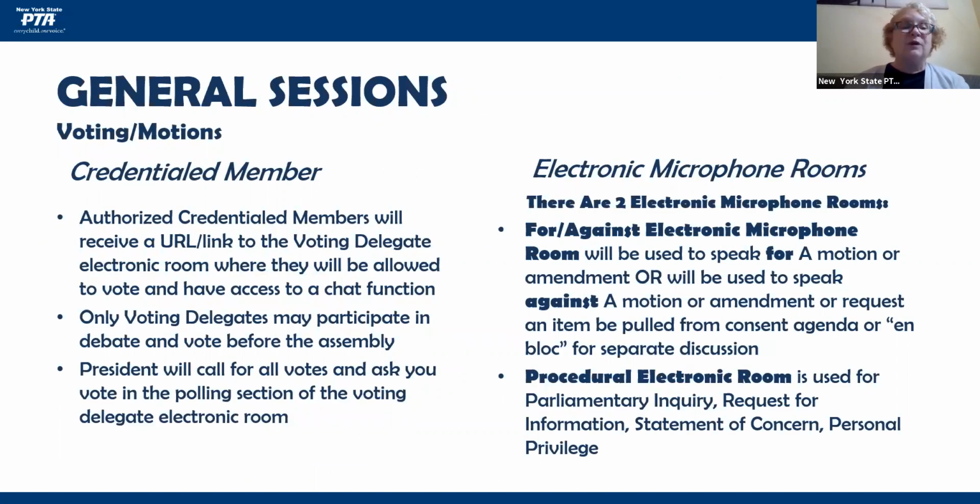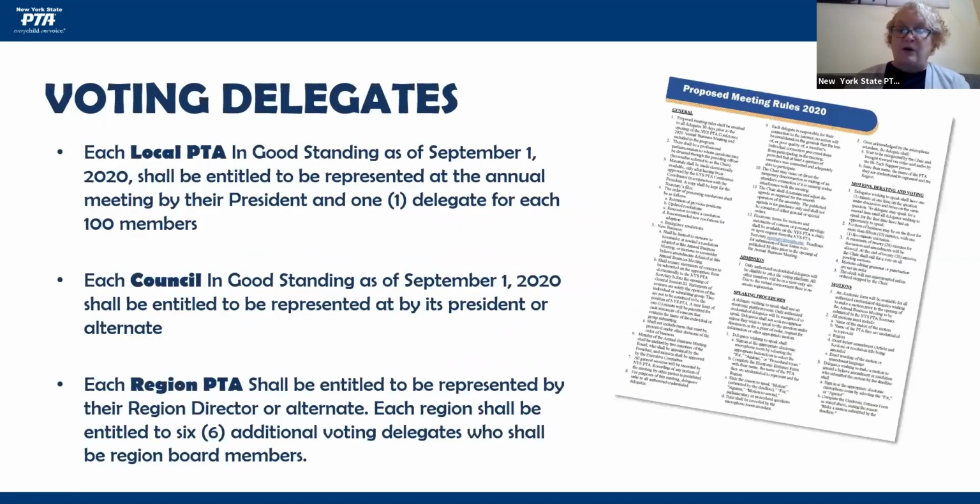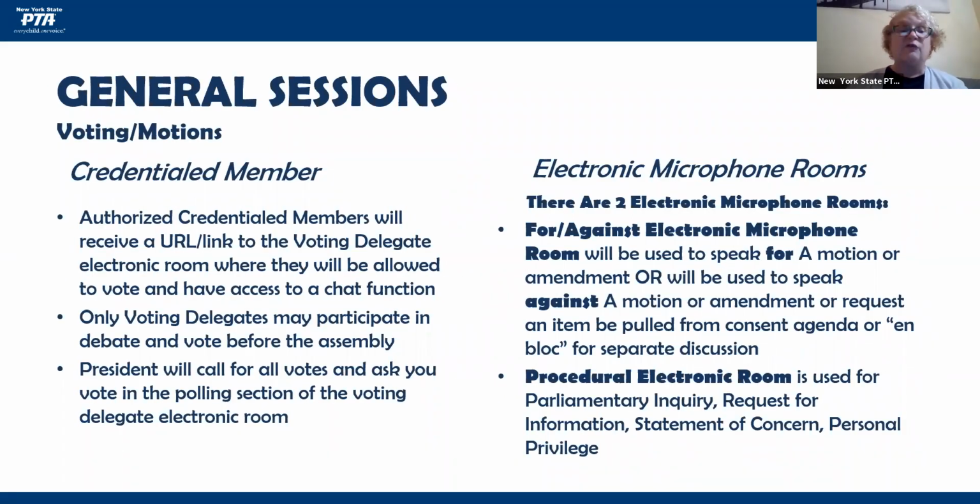General sessions. During these, a credentialed member will be authorized, through their URL, to be in the voting delegate electronic room, where they will be allowed to vote and have access to a chat function. Only voting delegates may participate in debate and vote, as we mentioned earlier. Also, within those meeting rules, we did indicate that any motions to be brought forward were to be submitted prior to the beginning of our conference by November 6th. So those have been received. We will talk a little bit more about that when we get to motions.